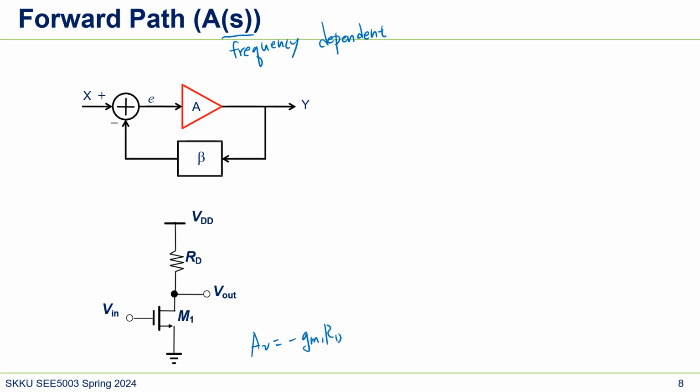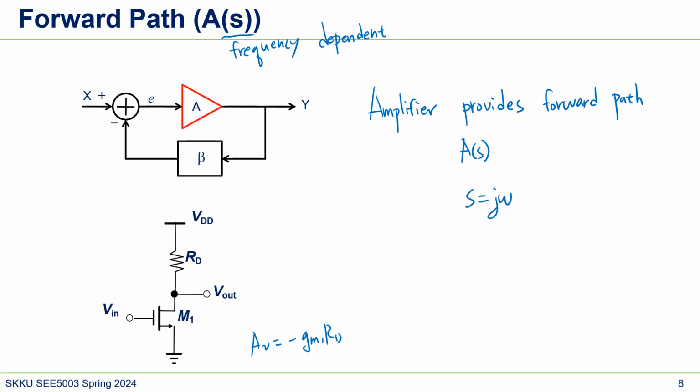So usually in our analog circuit design, the amplifier provides the forward path A(s). And again, this s is j omega, frequency dependent.